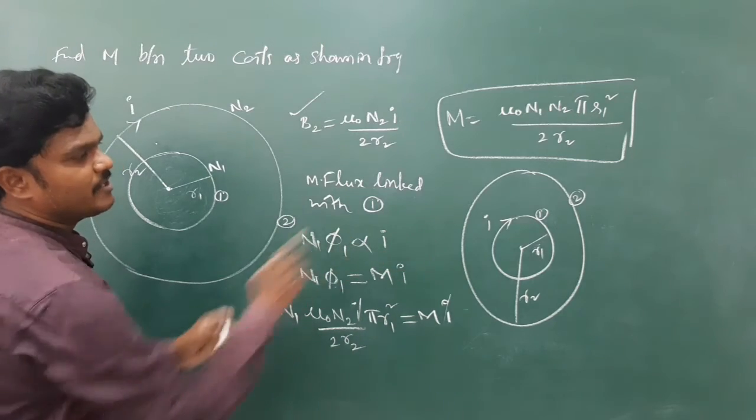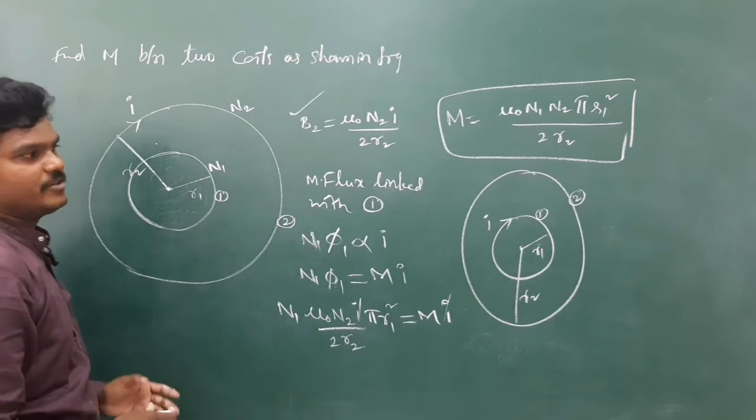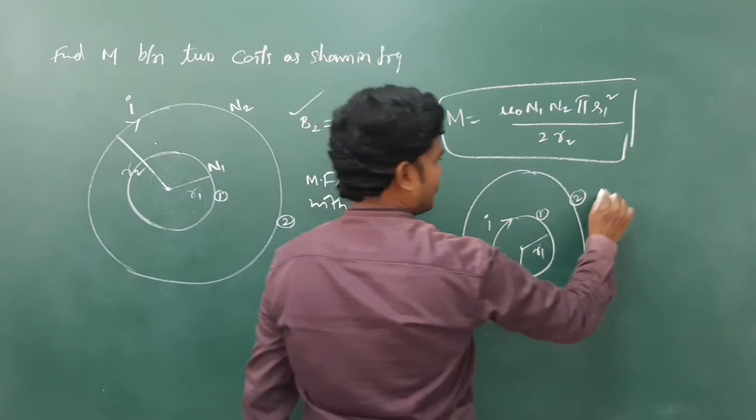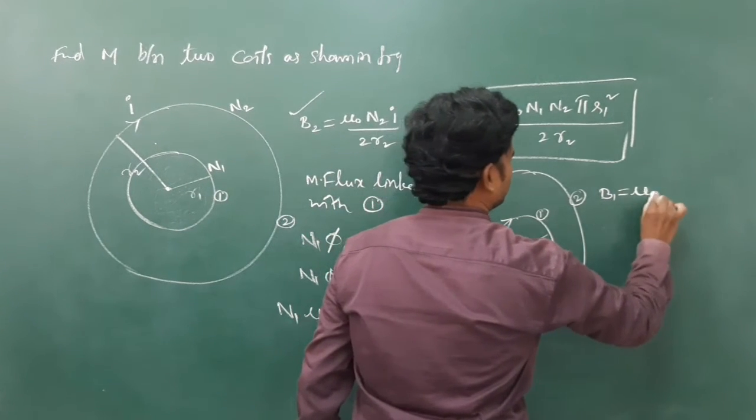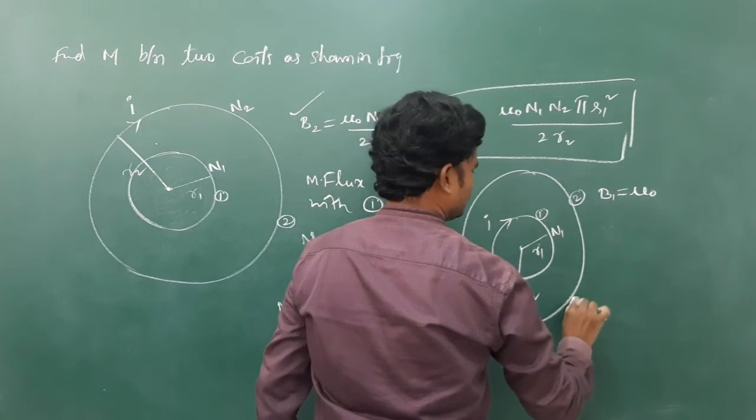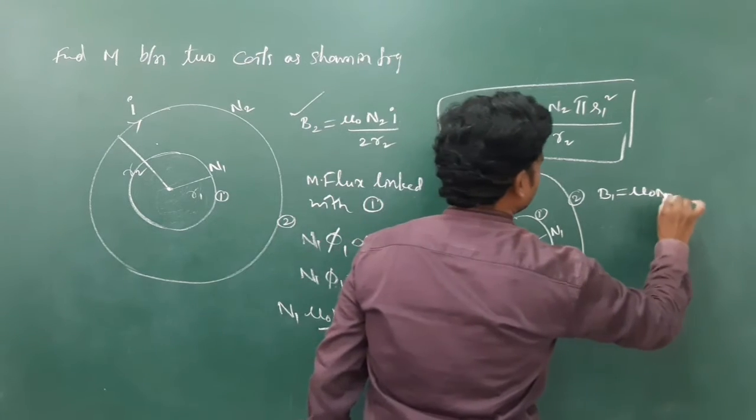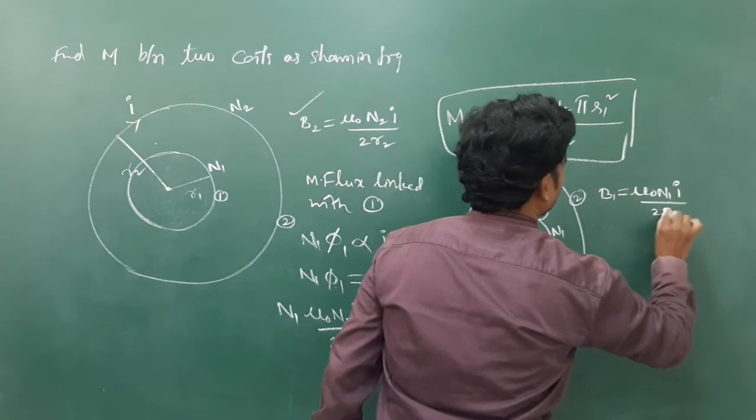See, there will be a field because of coil 1. So, B1 is what? If N1 turns, N2 turns are given, mu naught N1 I by 2 R1.